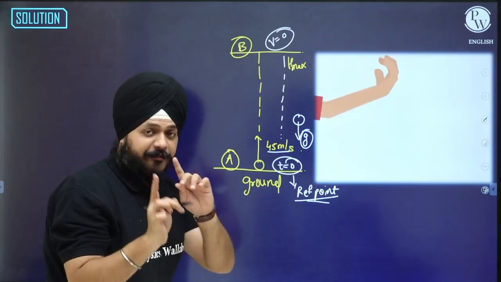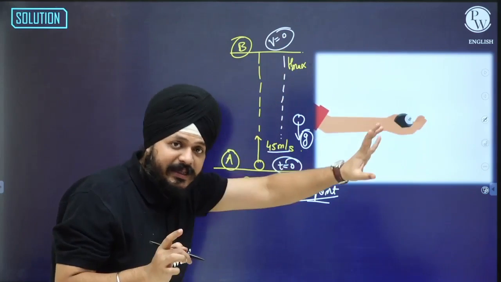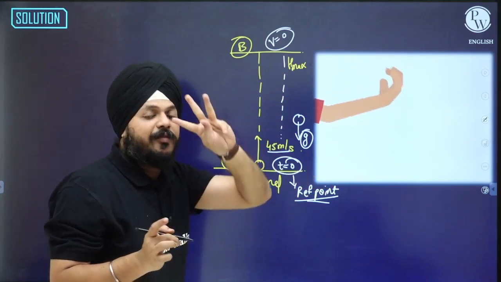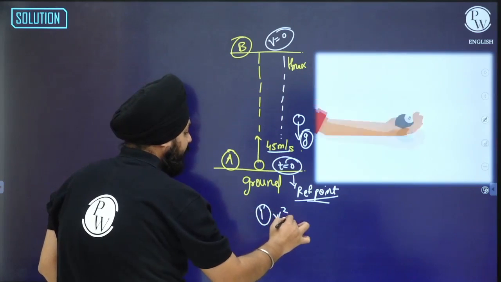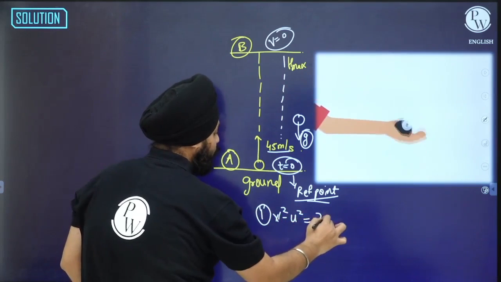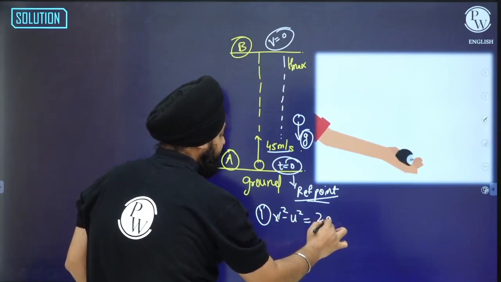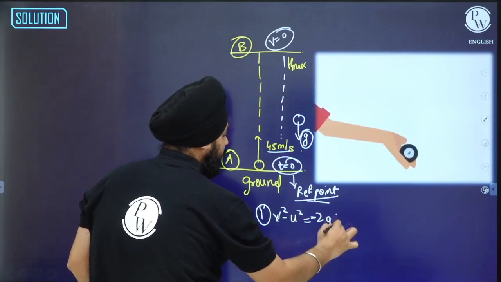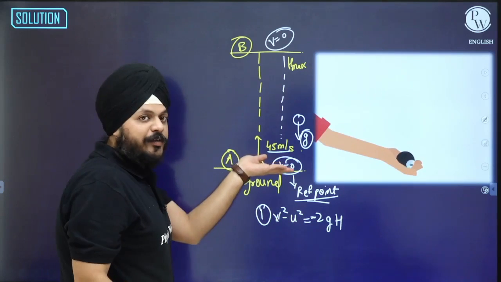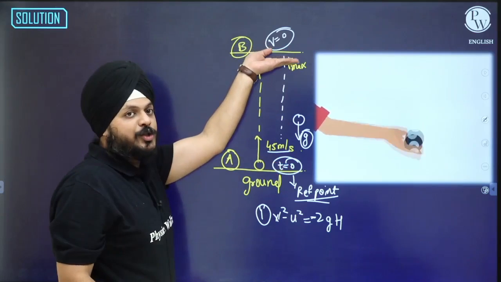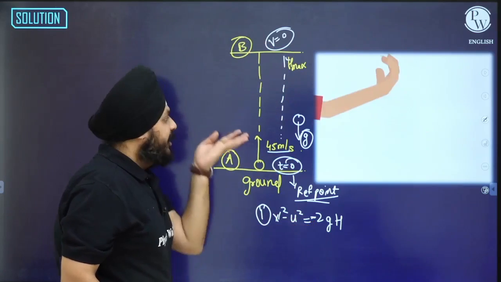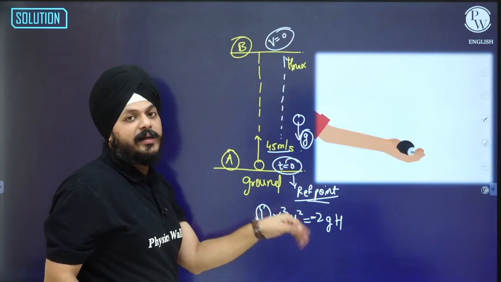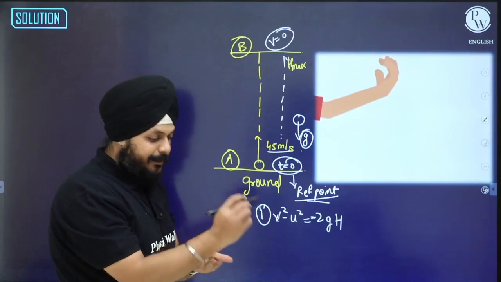With respect to the reference point and taking the sign conventions into consideration, we are applying the third equation of motion as v square minus u square is equal to 2g, right? g will be negative h, because with respect to the reference point, height is in the upward direction, positive. g is in the downward direction, that's why negative. u is in the upward direction and ultimately it is going to be squared.